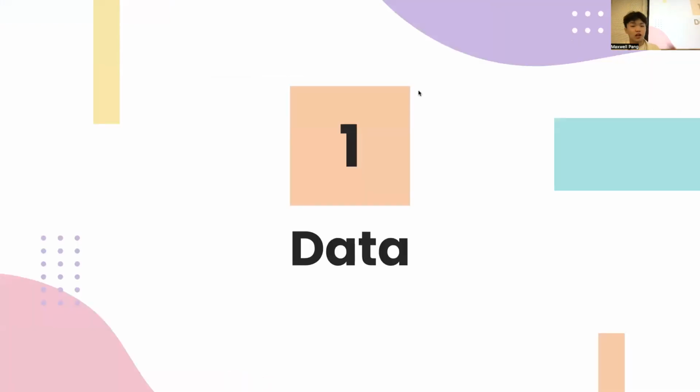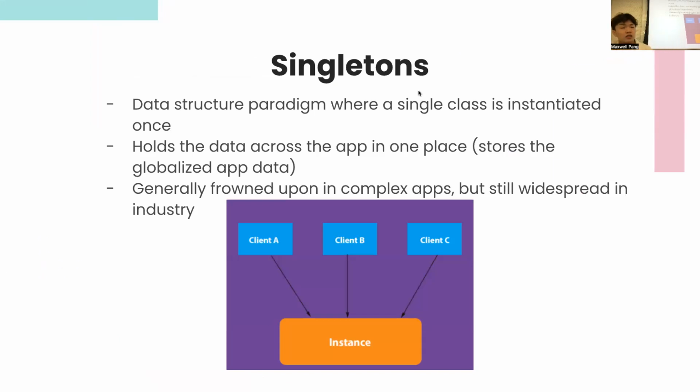Okay, so now first let's talk about data. Data is used to store all the information that we want in our program, our project. And usually data is stored in what we call singletons. Singletons are a data structure paradigm where a single class is instantiated once. This makes it very efficient because we only instantiate it once, we don't have to keep track of multiple copies. And we also don't have synchronization issues because everything always points to a common source of truth, right? So singletons hold the data across the app in one place.